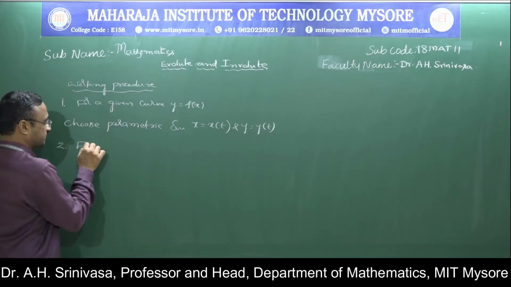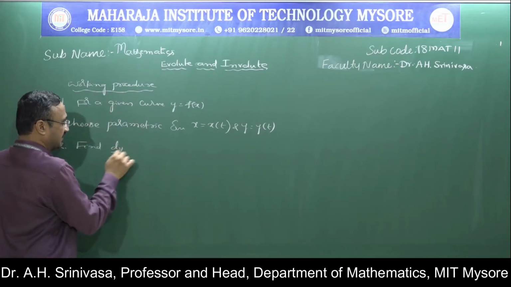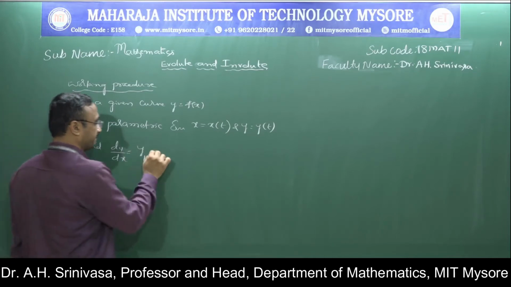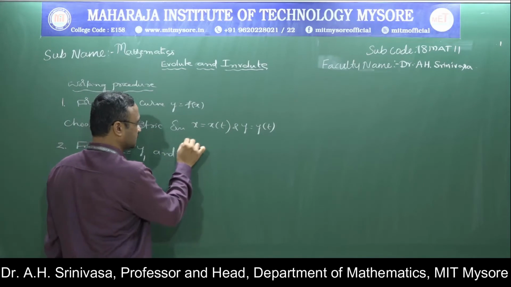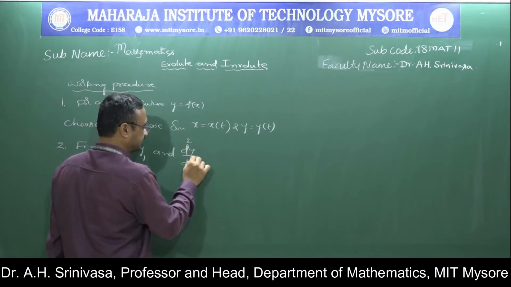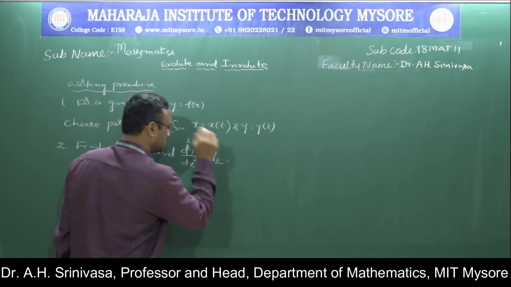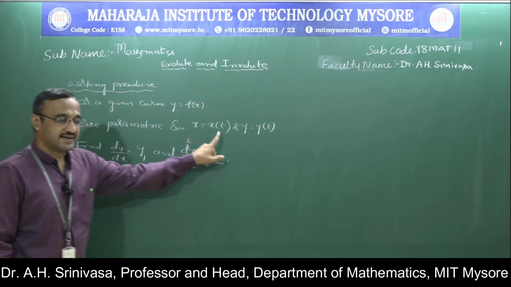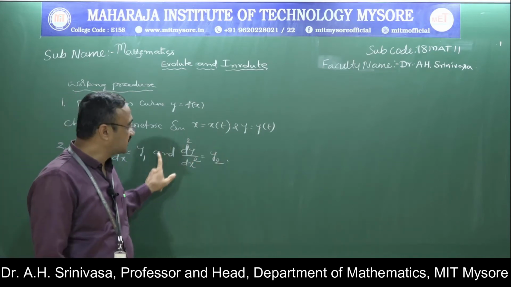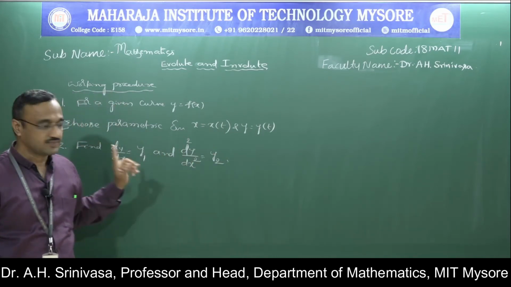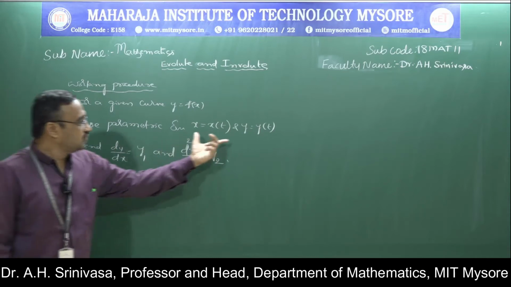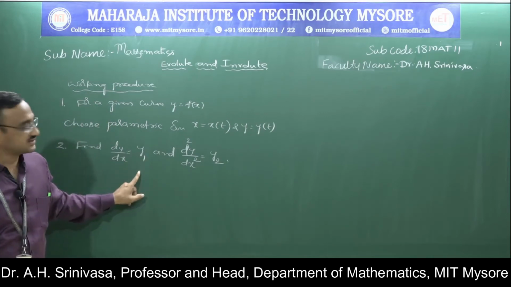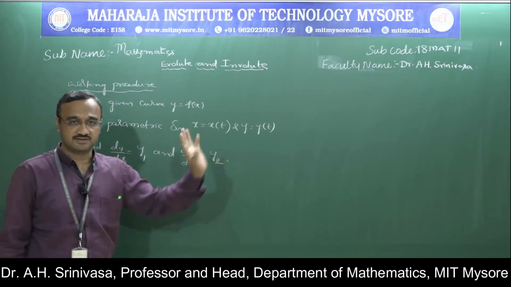Find dy by dx, or simply we can call it y1, and d square y by dx square, simply y2. The second procedure means taking this parametric curve, how to differentiate it. Two equations are there, and you combine those two parametric equations to get dy by dx and also d square y by dx square.